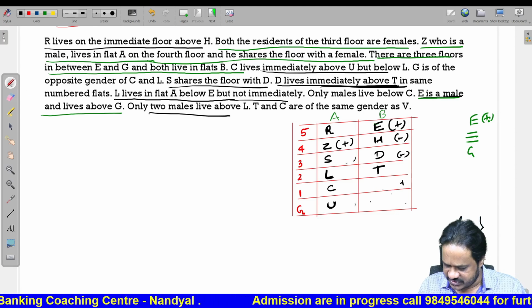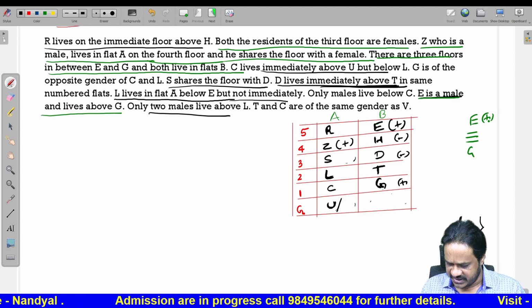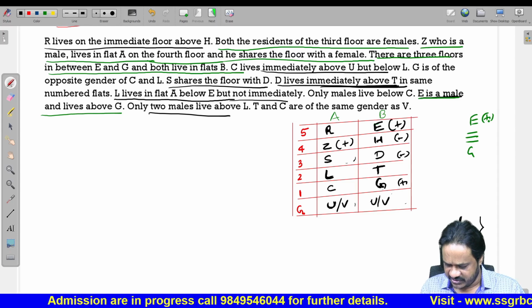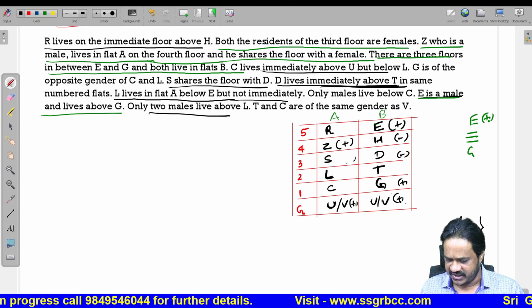There are 3 floors between E and G. This is G. Nothing is mentioned about V. So here you will get U and V. Only males live below C. So either U or V should definitely be plus.